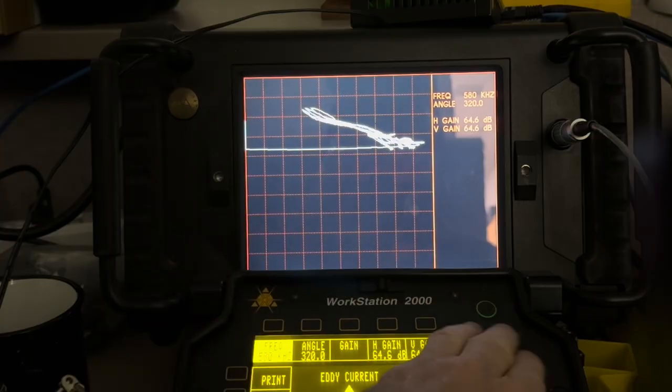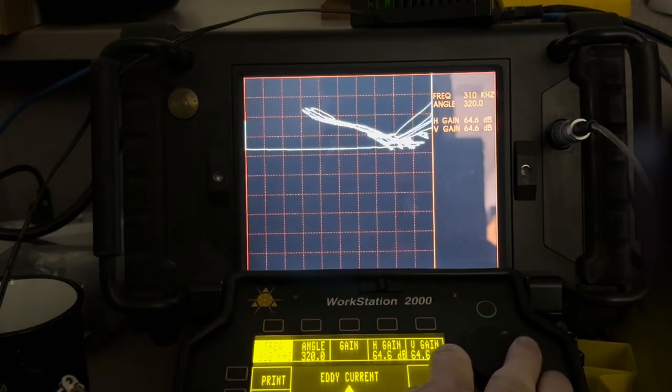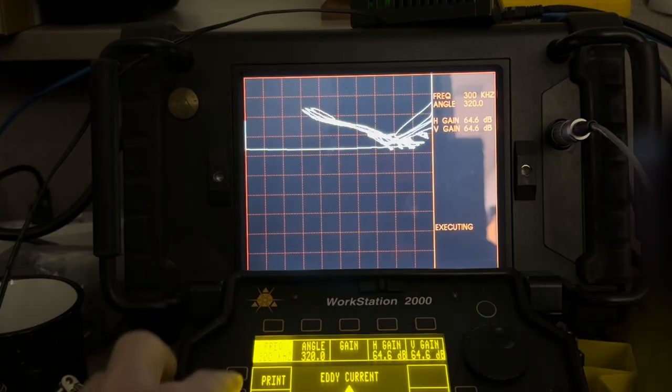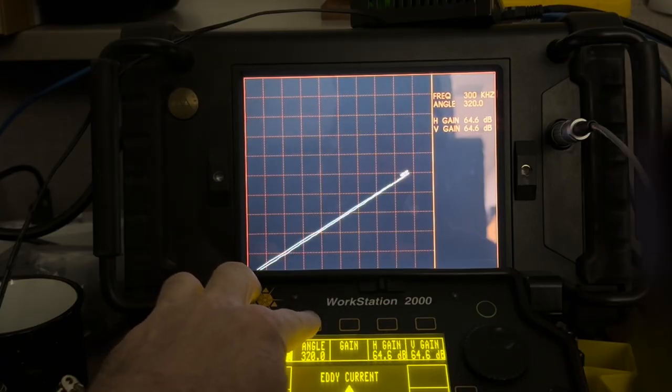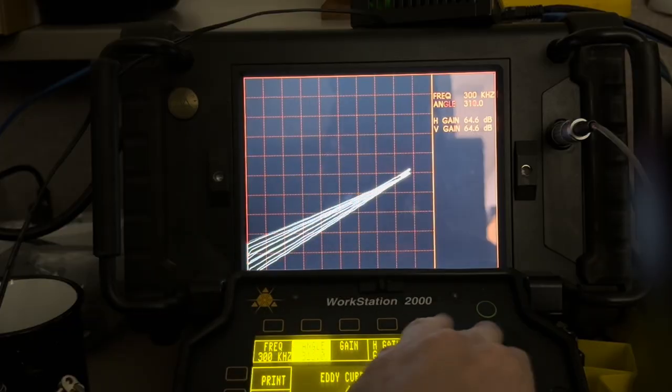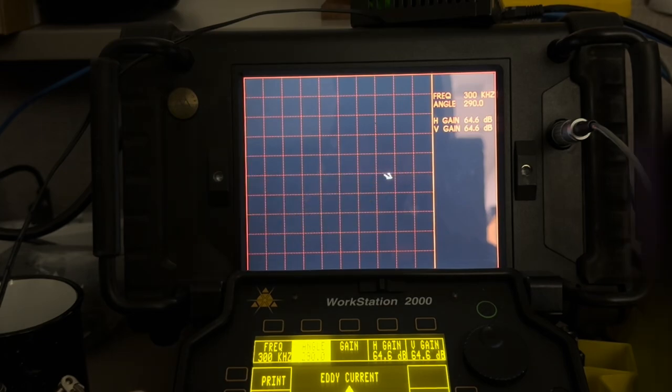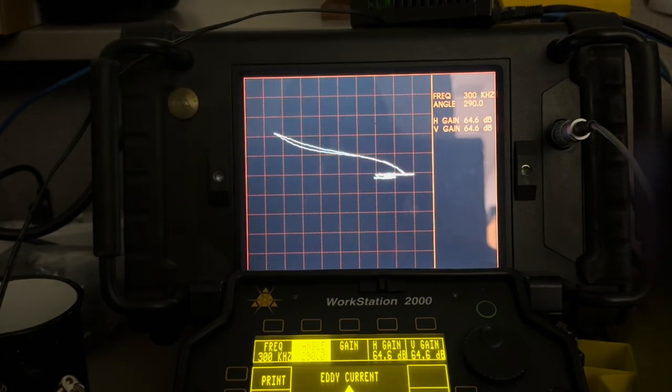So now I'm going to go back down to 300 kilohertz. A lot of people seem to like 300, 240, whatever your procedure calls for. So now I'm just going to set noise horizontal again. Air to the left, operating point on the right. See how easy that is?